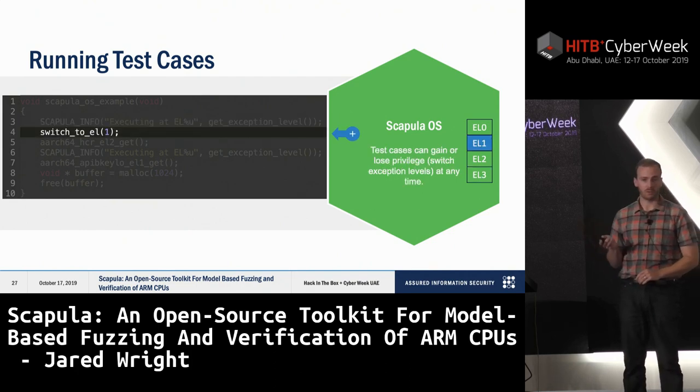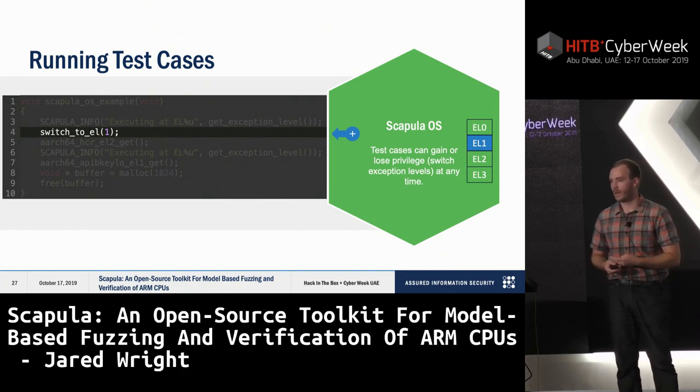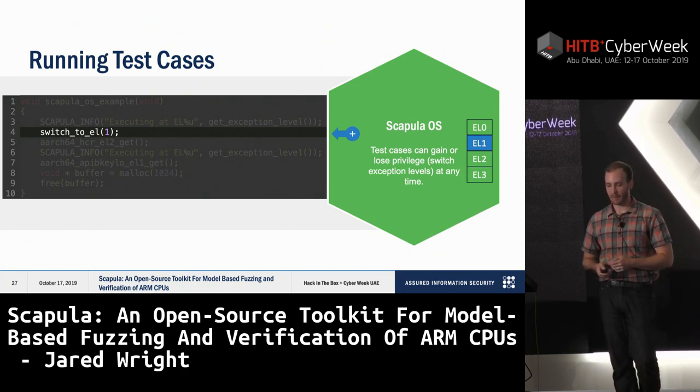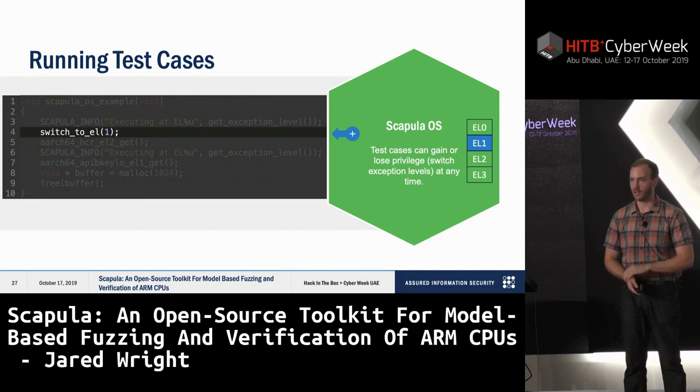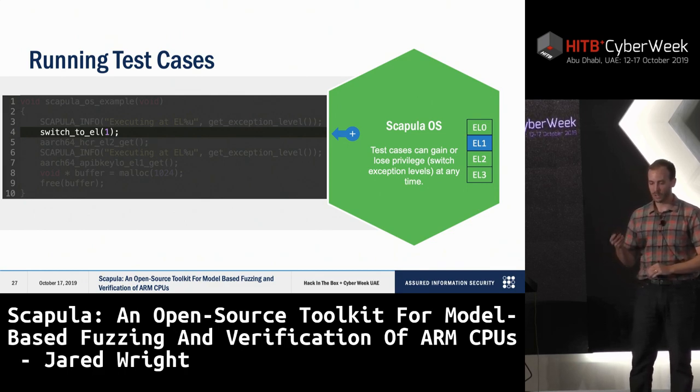The next thing you can do is switch to any other exception level at any other time. Imagine you had an application running with a function you could call, named something like "make me the operating system." When that function returns, your application is now the operating system on that environment. So you can switch back and forth between whichever privilege level you want just by calling a function. After you switch exception levels, you can see the privilege has changed to EL1, which is the example here.